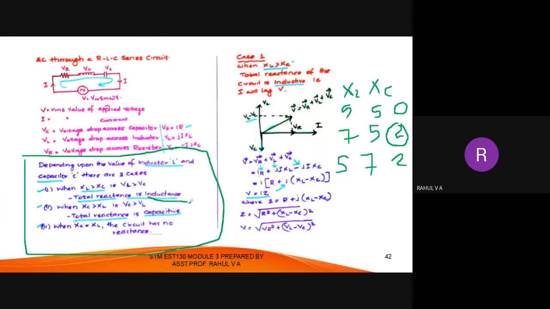XL greater than XC, likewise VL greater than VC. Similar to that, when XC is greater than XL, capacitive reactance is greater than inductive reactance, the total reactance is capacitive. And when XL equal to XC, when both the reactances are the same, the circuit has no reactance.